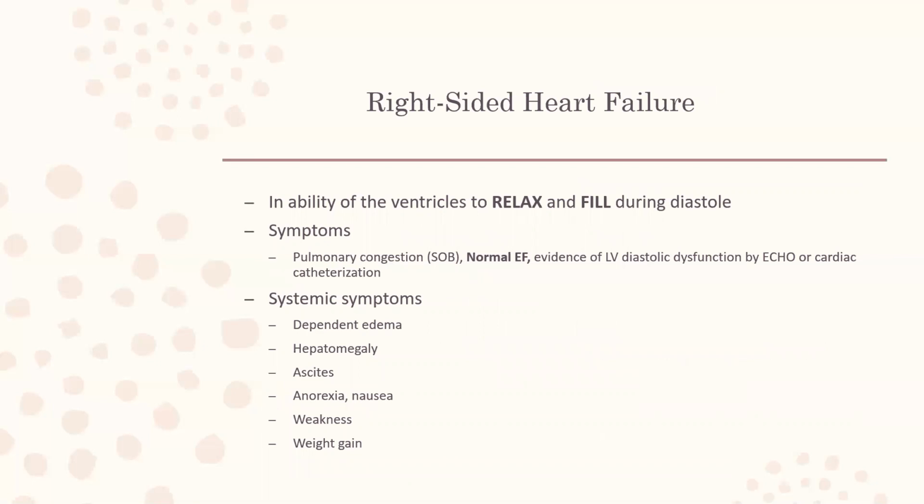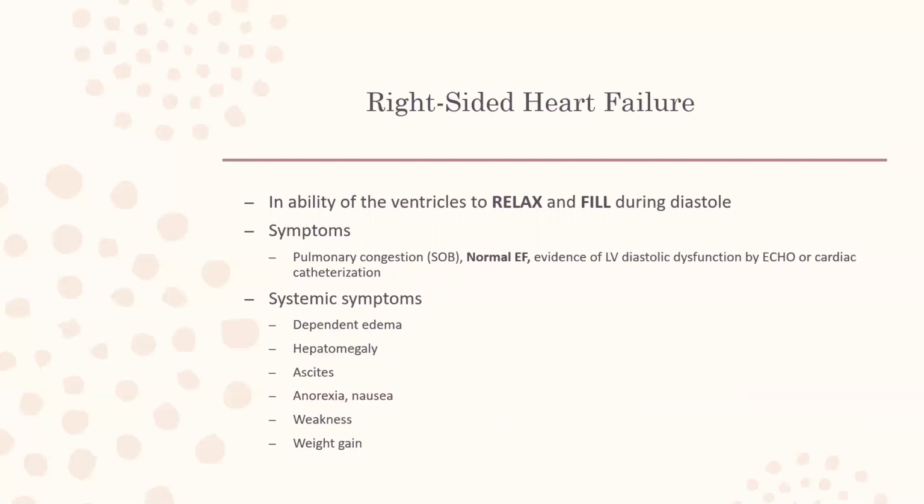So right-sided: I think of left as lung, right as rest of the body. So it's the inability of the ventricles to relax and fill during diastole. Your symptoms are going to be normal EF, pulmonary congestion, which may be a little confusing because we just went over lungs on the last one, but evidence of left ventricular diastolic dysfunction, and that will be seen on an echo or on a cardiac cath.